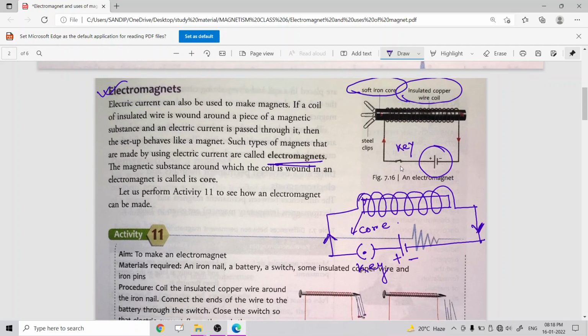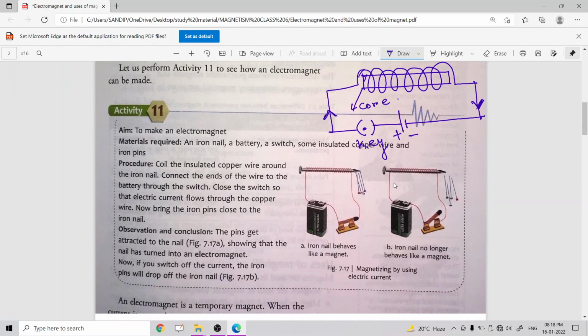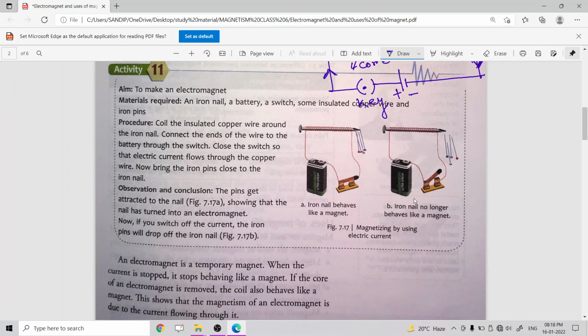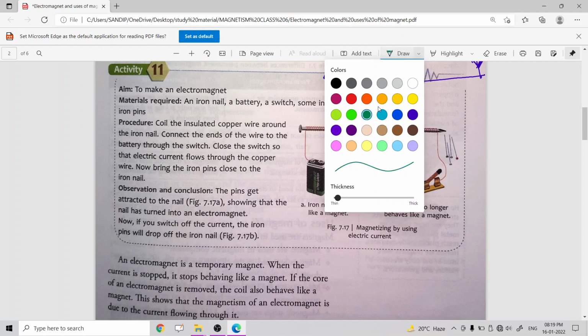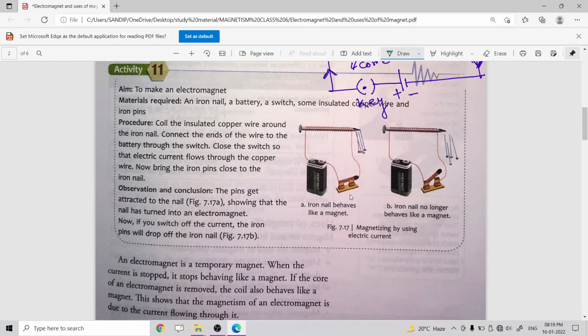That means the magnetic property, or the magnetic field, lasts only as long as the current is on. Here you can see an activity also. In this activity, for the first case, you can see easily that the key is closed, and a cell is connected through this insulated wire or insulated coil, and here this is the core.